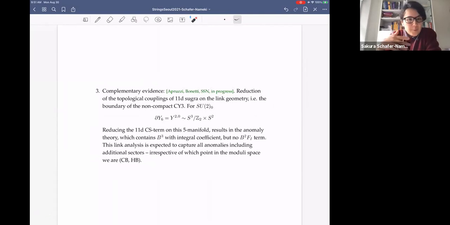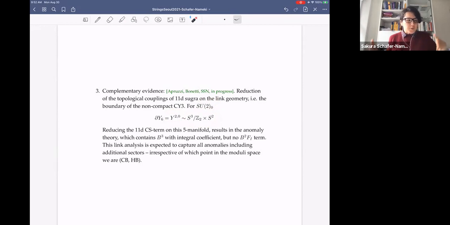A slightly complementary point of view is to forget about all this bulk stuff and think in terms of the reduction on the boundary. A lot of this analysis for the one-form symmetry depends just on the link geometry, so what happens on this five-manifold. We could ask whether there is a zero-form one-form symmetry anomaly. We should be able to see this from the reduction of 11-dimensional supergravity on this five-dimensional space. For example, for SU(2)_0, that's simply a Y^{2,0}, or in fact Y^{2,2}. Again, there are these two forms which correspond to F0 or F2. So that's topologically S3 mod Z2 times S2. And we can now try to reduce the 11-dimensional topological terms on that five-manifold and ask, are there these anomaly terms?